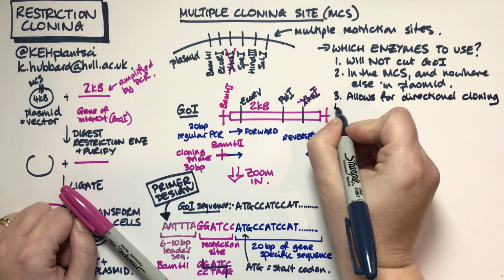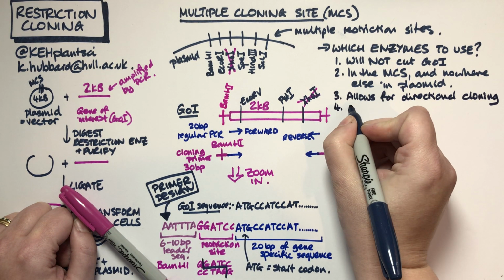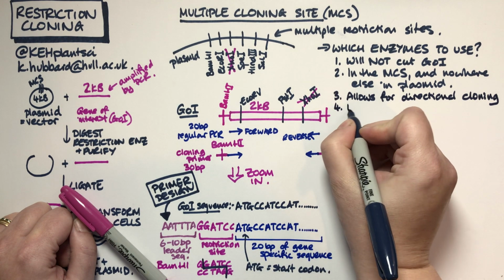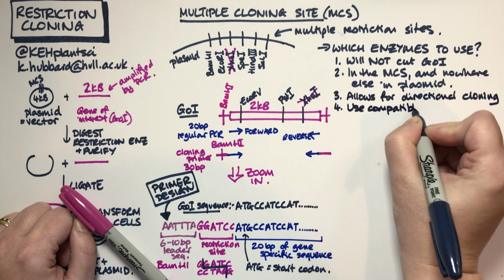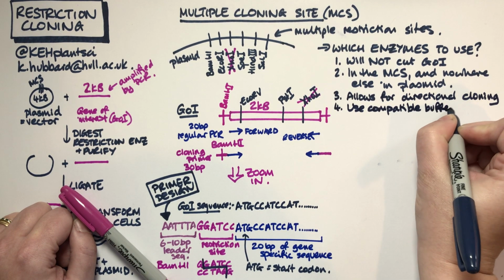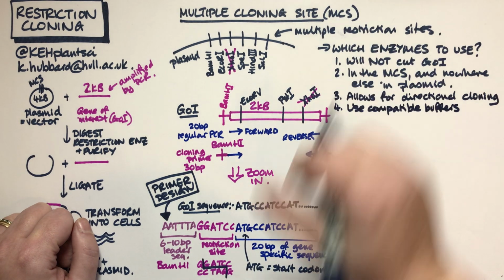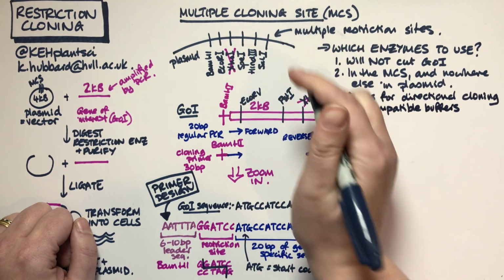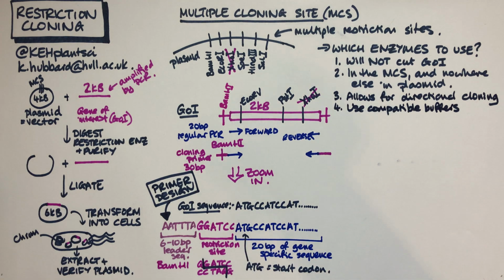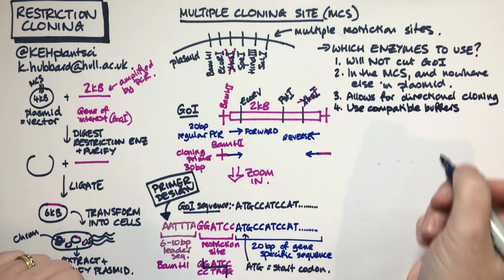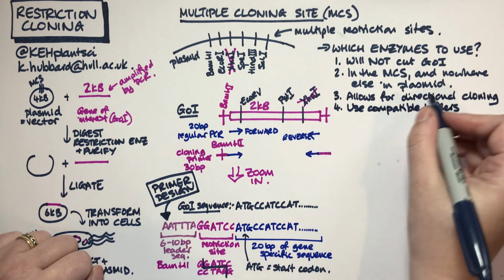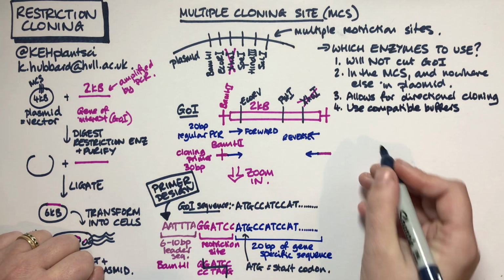The other thing that you sometimes use, and we don't need to worry about this too much, is to use compatible buffers. So different restriction enzymes like different buffers, and it works well if you pair two that like the same buffer. And the biotech companies that you buy these things from have tables of what likes which buffer. So we won't worry about that too much. But what we will have just a little bit of a think about is directional cloning versus random cloning.